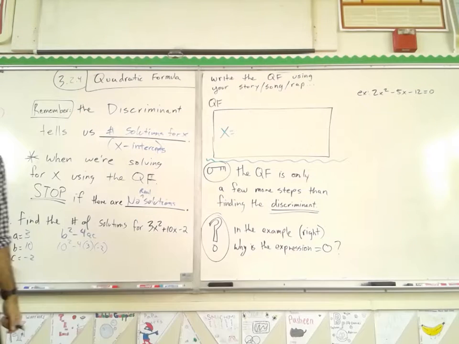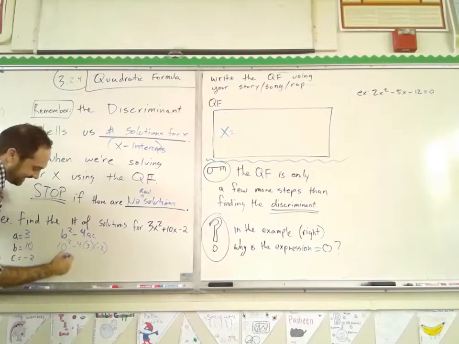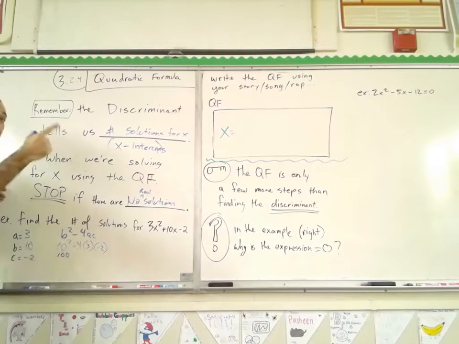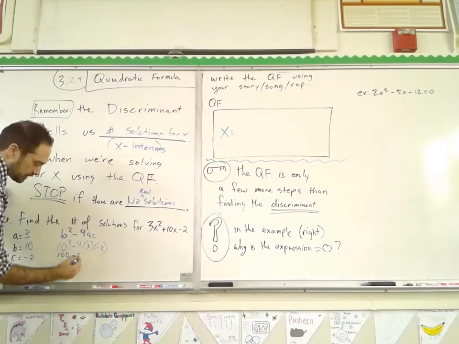Okay, 10 squared is 100. Negative 4 times 3, negative 12, times a negative 2, positive 24. There we go. Remember the rules of dating. Negative and a negative. You can complain to each other.